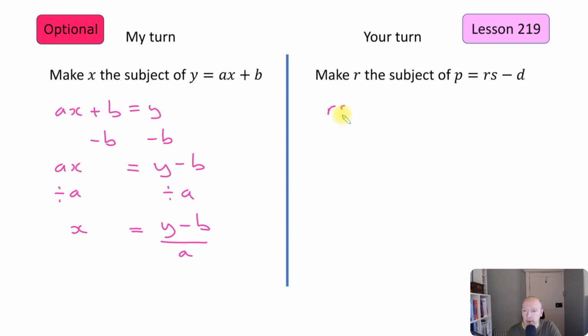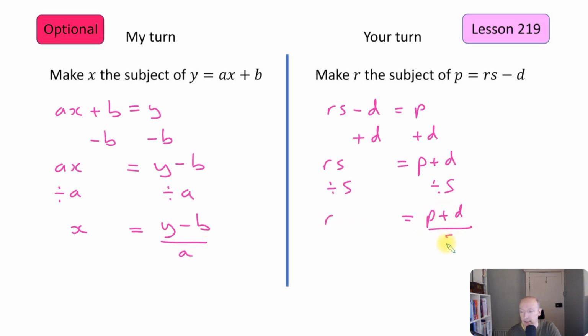Okay, so let's first of all flip it around. RS minus D equals P. Let's go with that. Right. So first of all, I'm going to get rid of the minus D by doing the opposite, which is to add D. If I add D to the left, I've got to add D to the right, equals underneath. So that'll be RS, and P plus D is literally just P plus D. Then I've got a times S that I don't want. The opposite of times S is divide by S. So let's divide this side by S. That's P plus D all over S.